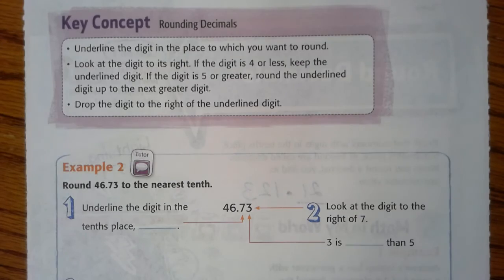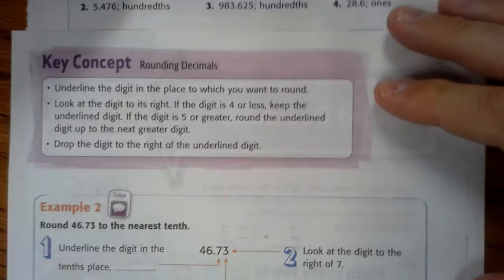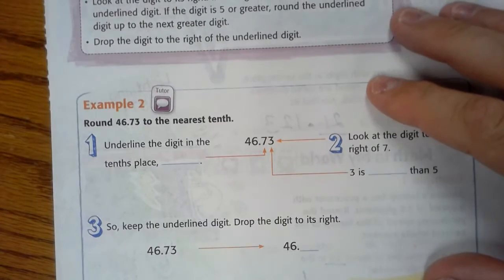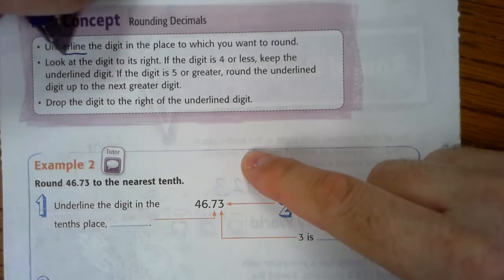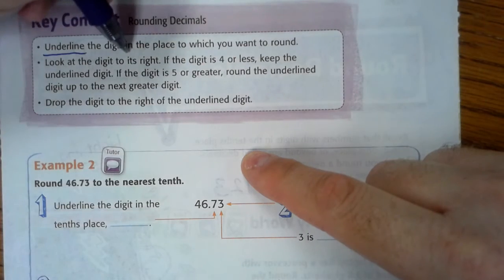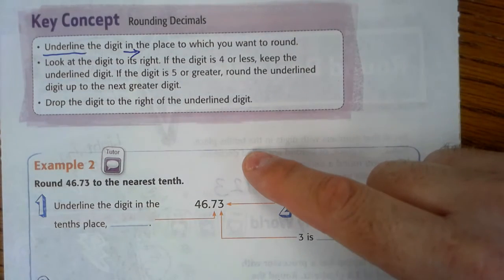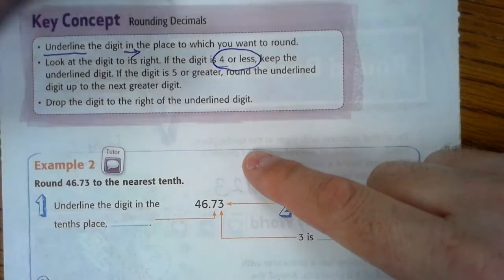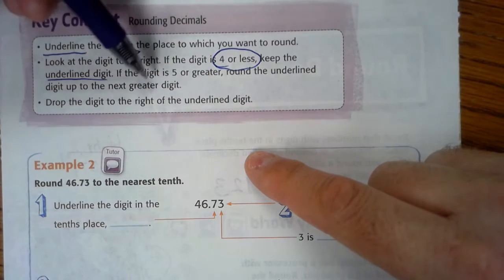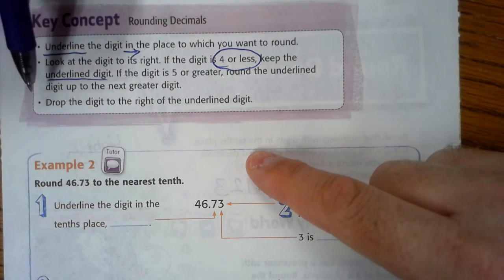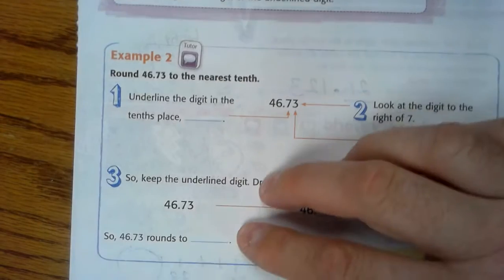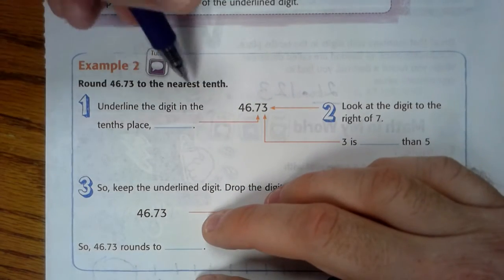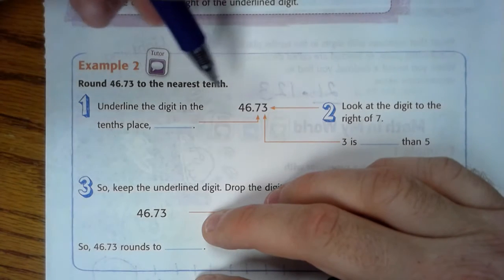Key concept when rounding decimals: you're going to underline the digit in the place where you want to round. I did a little bit different yesterday. I've been drawing arrows and stuff, but again, you're going to underline the digit in the place that you want to round. And then you're going to look at the digit to its right. If that digit is 4 or less, you're going to keep the underlined digit the same. And if the digit is 5 or greater, round the underlined digit up to the next greater digit. And you're going to drop the digit to the right of the underlined digit. So it's pretty easy.